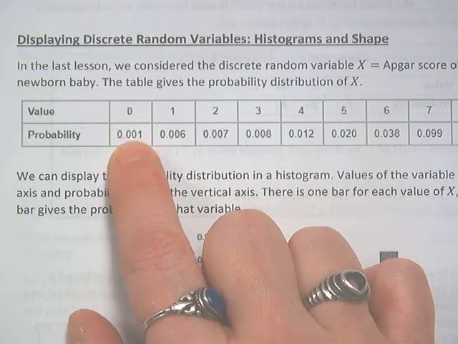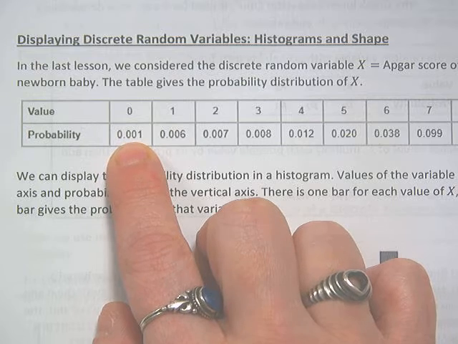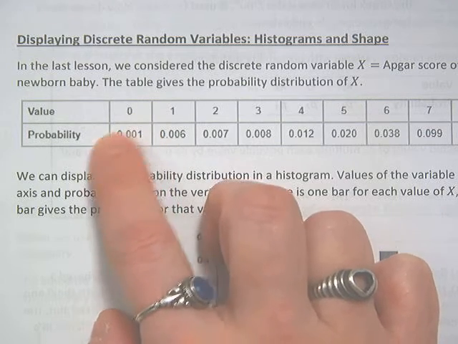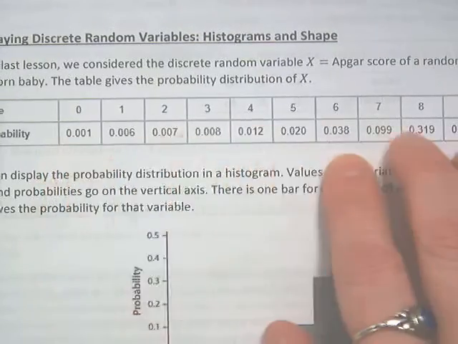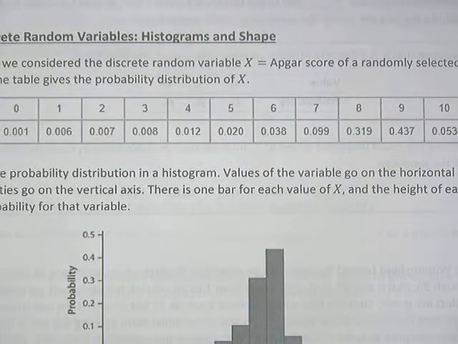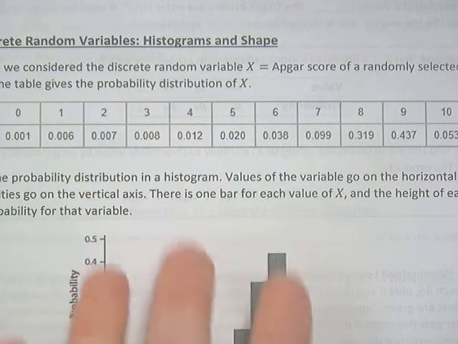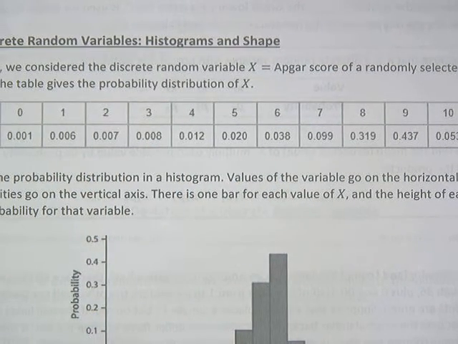Last time you guys found this one. This one was missing. What's the probability that a baby scores a 0 on the APGAR scale? And you were able to calculate that. Well, today all of the information is there, but I'm concerned today with you being able to look at a histogram of this data and describe its shape.